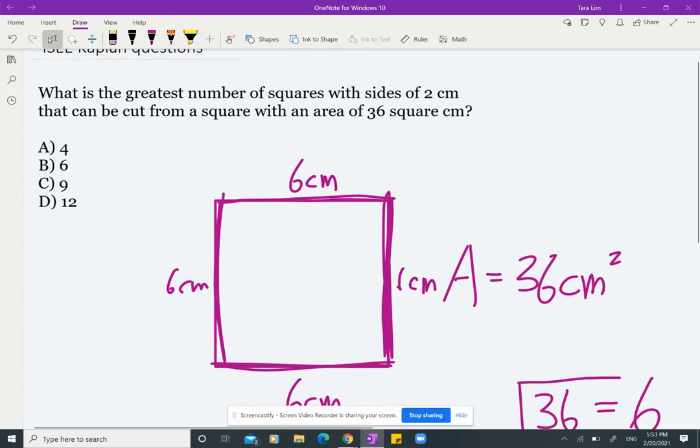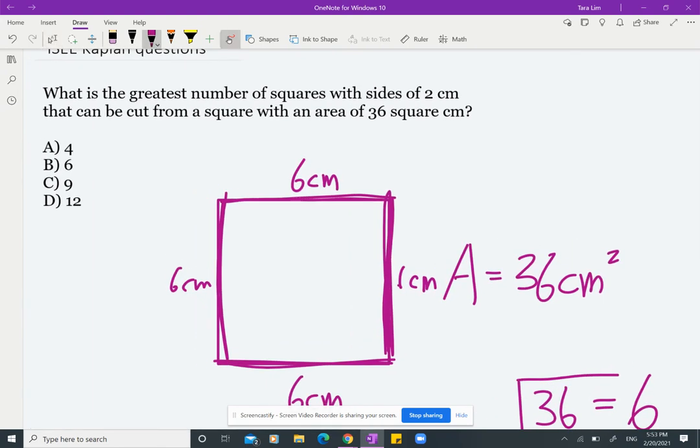So now it's asking for the number of squares. So that means they want to know how many squares there are in this big square. So to do that, because they said each square has sides of 2 cm, that means the sides of the squares are 2. So because 2 times 3 is equal to 6, that means there are 3 sections.